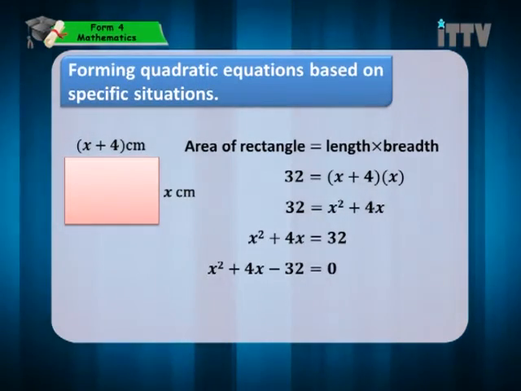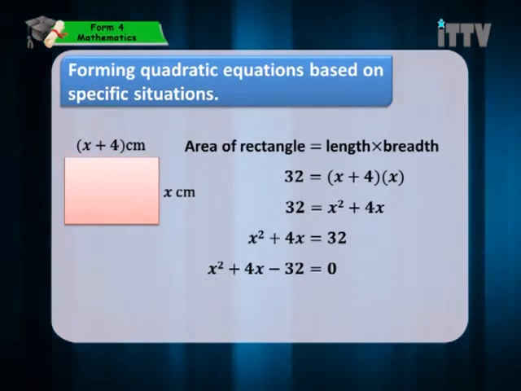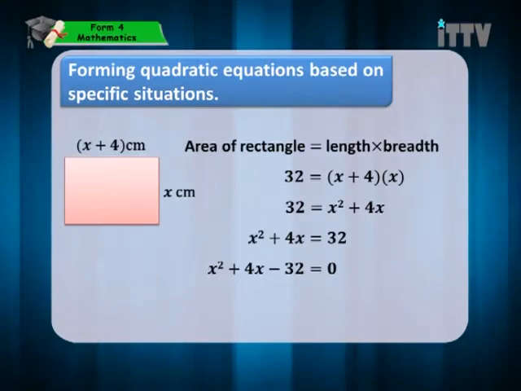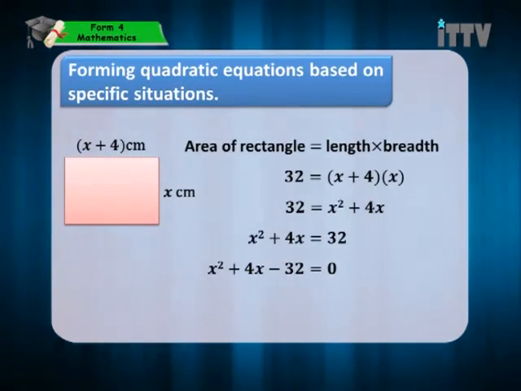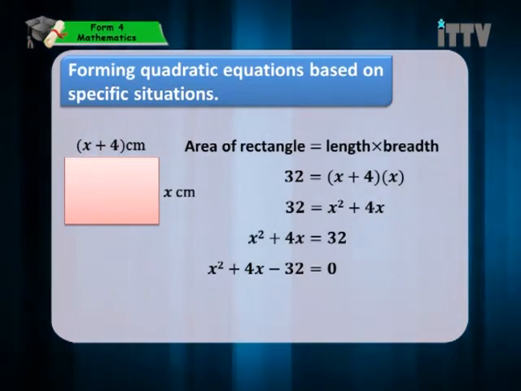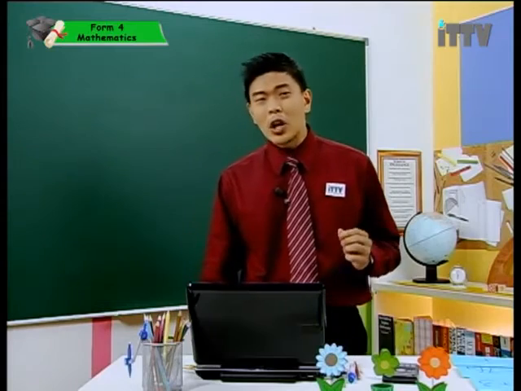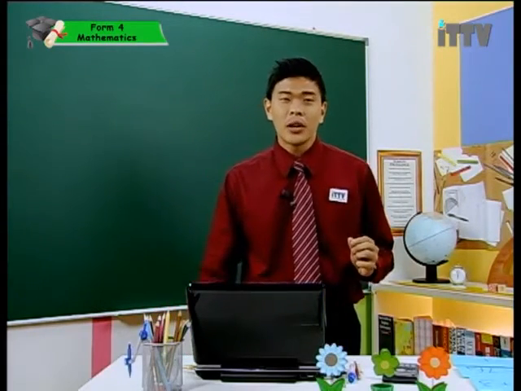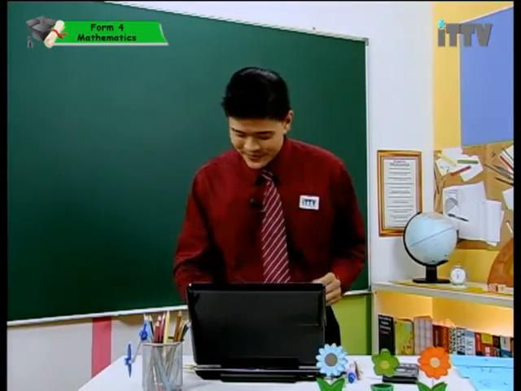And there is one final step, which is to move the 32 over to the left hand side so that you will get x squared plus 4x minus 32 equals 0. And if you notice that expression there, it is a quadratic equation in general form. So no matter what specific situation you obtain, the quadratic equation must be written in the general form.